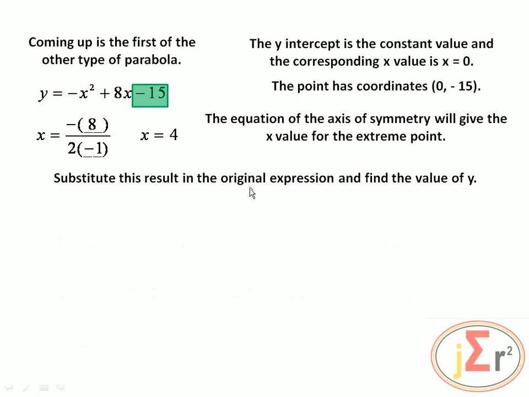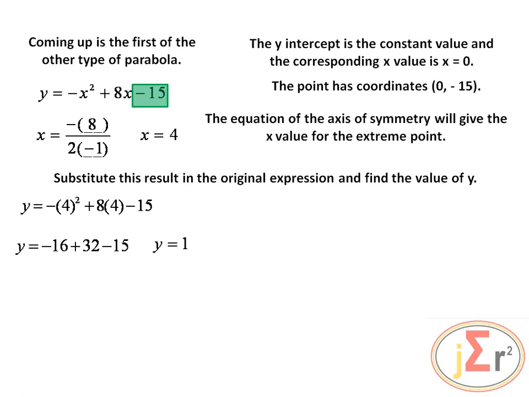and that will be substituted in the original expression in order to find the extreme value. So we have y is equal to -4 all squared, because that's the value of x, plus 4 times 8, or 8 times 4, minus 15. So when we put that neatly together, we get y is equal to 1.